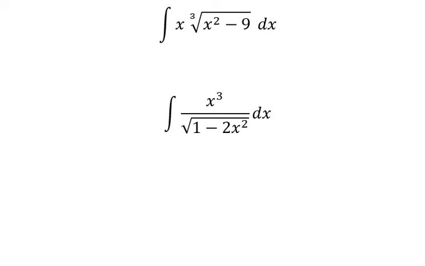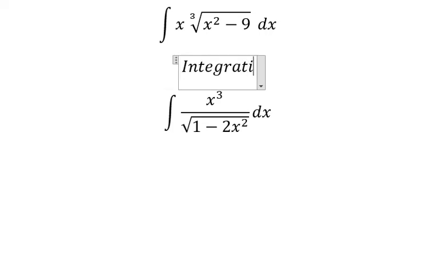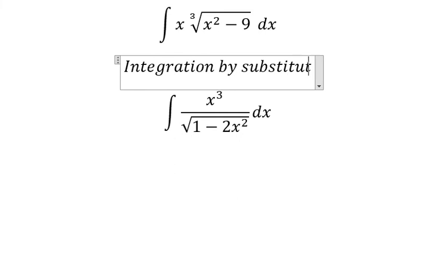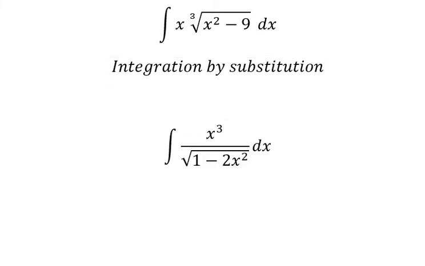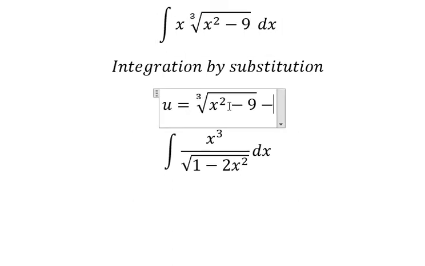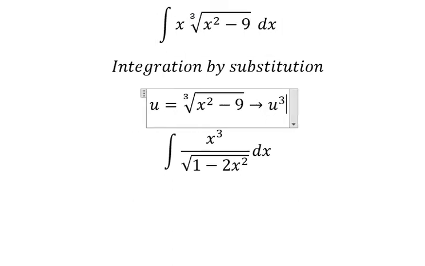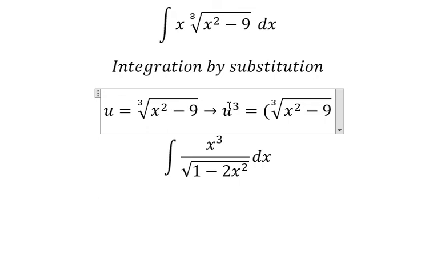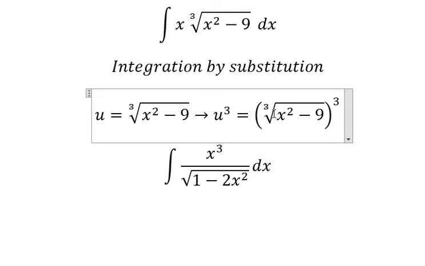We need to use integration by substitution. So I will put u equals to this one. So we need to put the power 3 for both sides to cancel the cubic root.